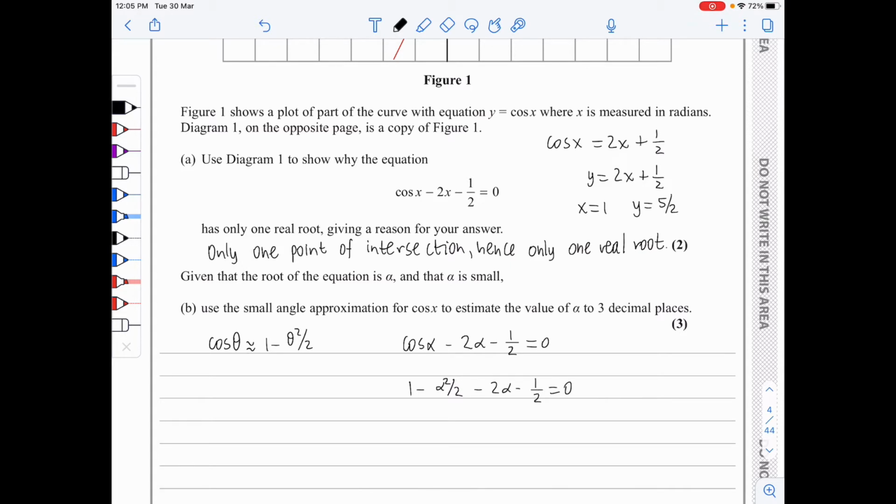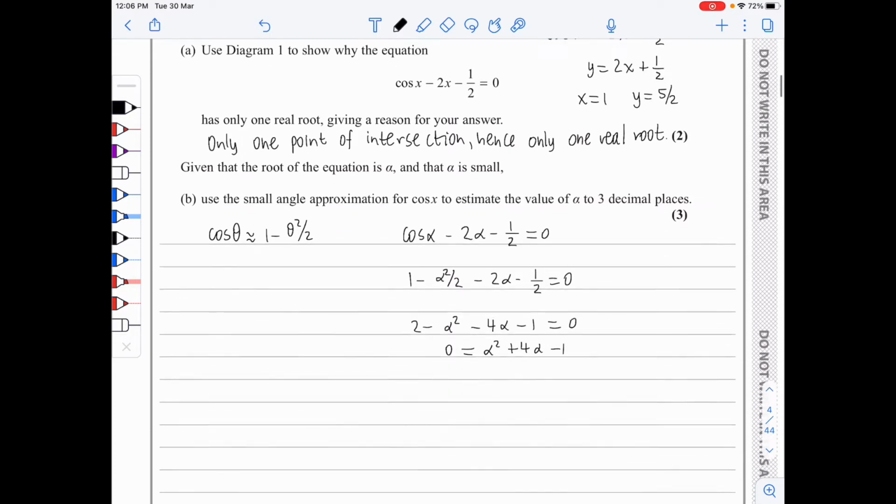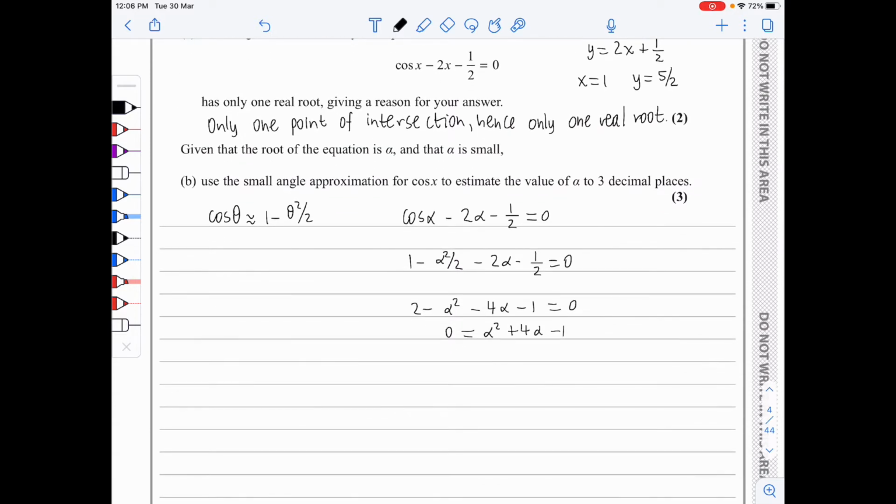This will be leading to a quadratic in alpha. So if I multiply throughout by 2, I get 2 minus alpha squared minus 4 alpha minus 1 is 0. So 0 is alpha squared plus 4 alpha minus 1, which can be solved using the quadratic formula, and it's giving me answers of minus 2 plus or minus root 5.